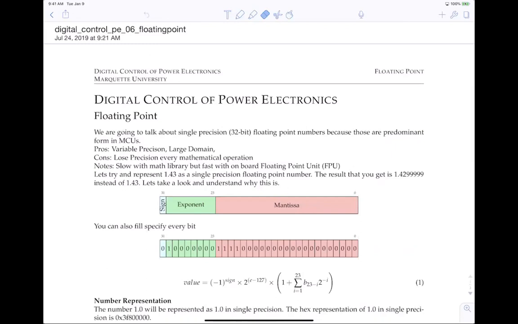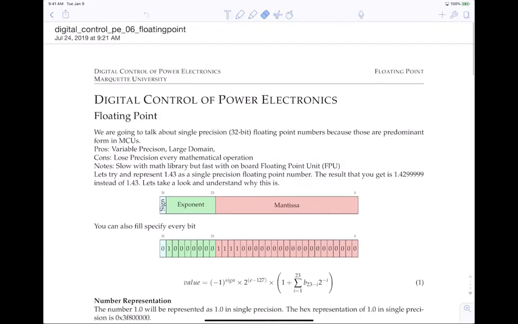The cons are we lose precision every mathematical operation, and I can show you some of the cons of floating point. I think one of the large misconceptions is that floating point is better than fixed point, and I would argue against that. I would say they both have their pros and cons. You really should understand them, understand their pros, but also their cons. And I will definitely show you at least one con that I'm very aware of for floating point.